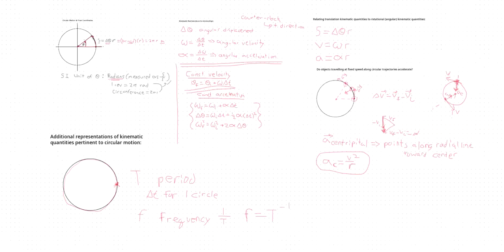And with these two definitions, we can represent angular velocity, which these are both for uniform circular motion, which is just a fancy way of saying constant angular velocity. Meaning frequency and period somehow tell me something about angular velocity.